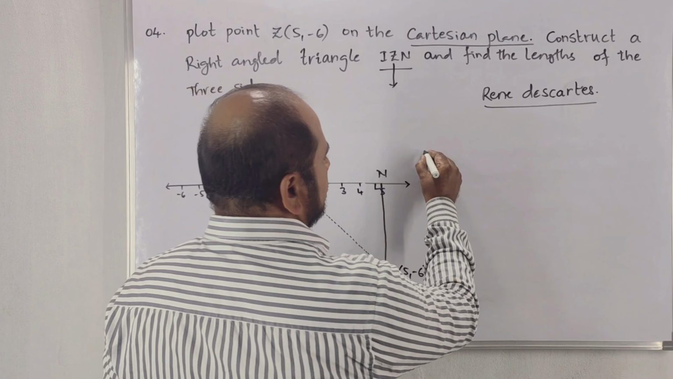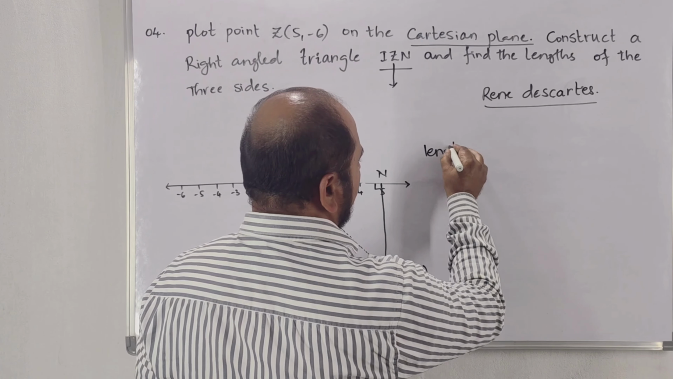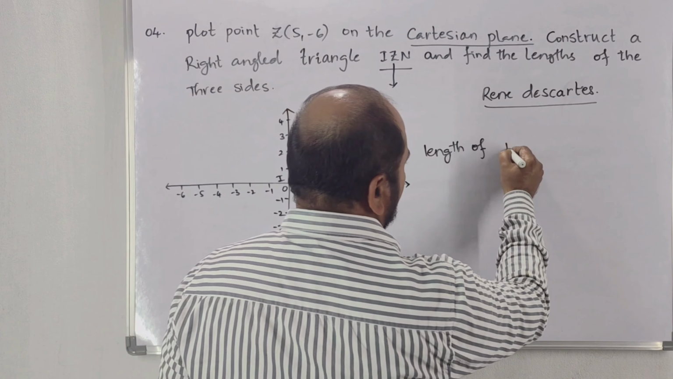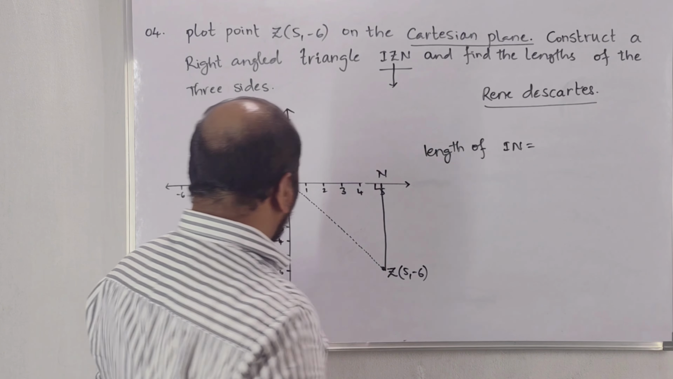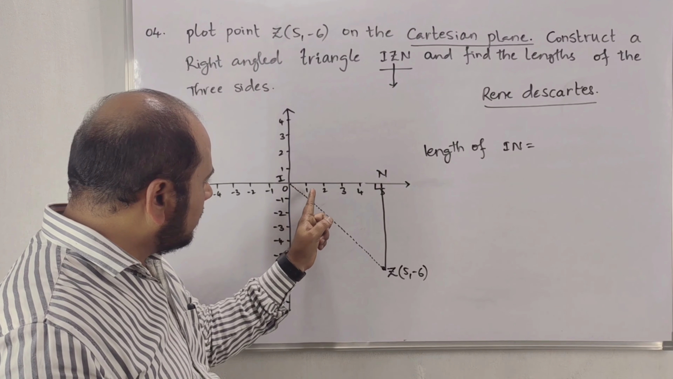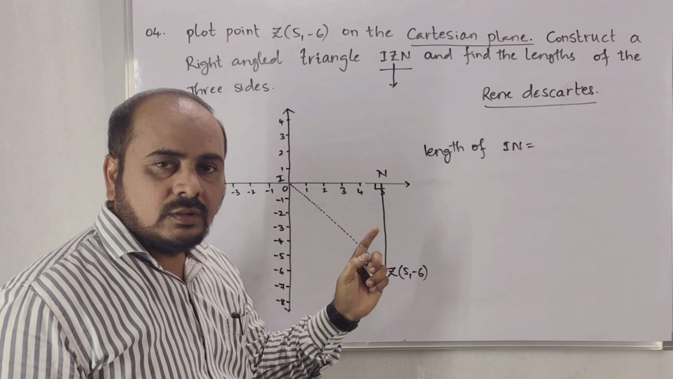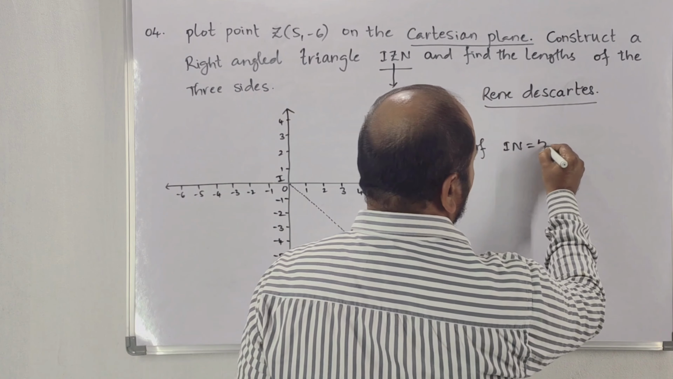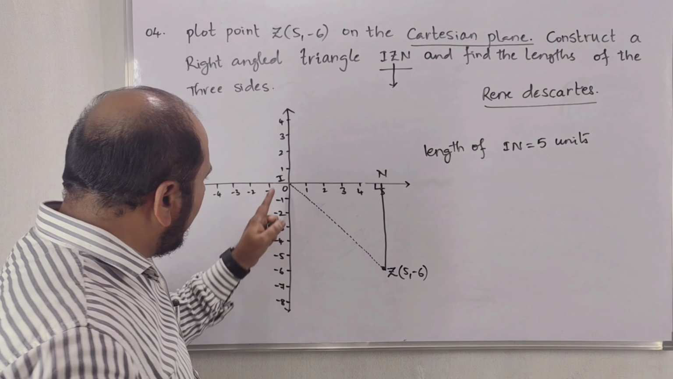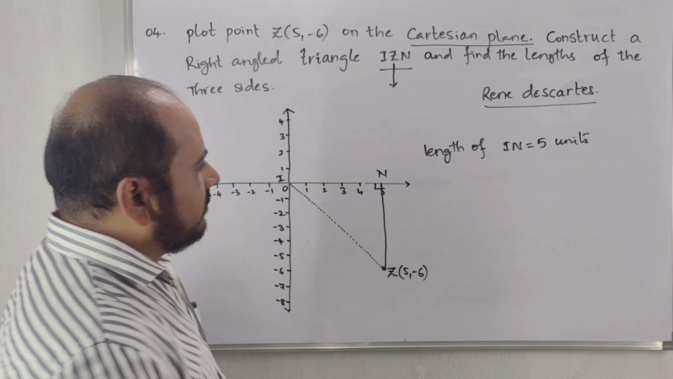Come to the point. First I am going to find the length of IN. I am finding, my dear. I to N, how much distance do we have? 0, 1, 2, 3, 4, 5. So 5 units. Answer is completed. 5 units. Next, the length of NZ we can find.